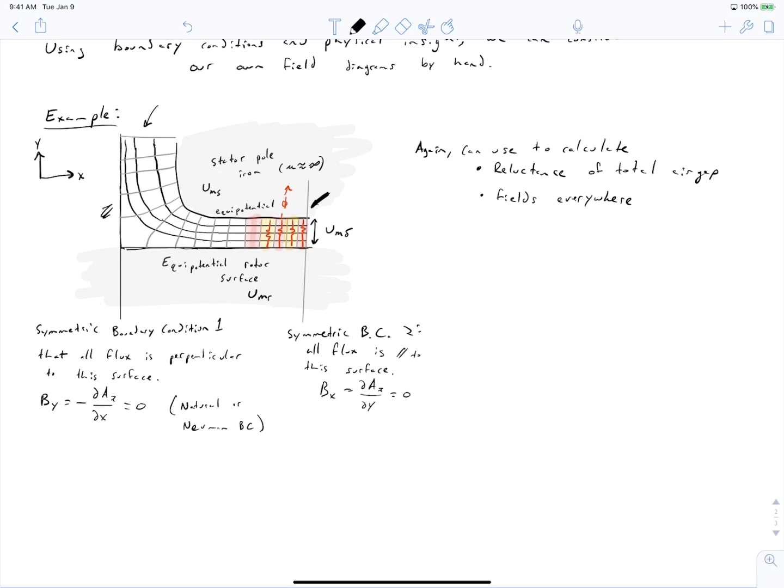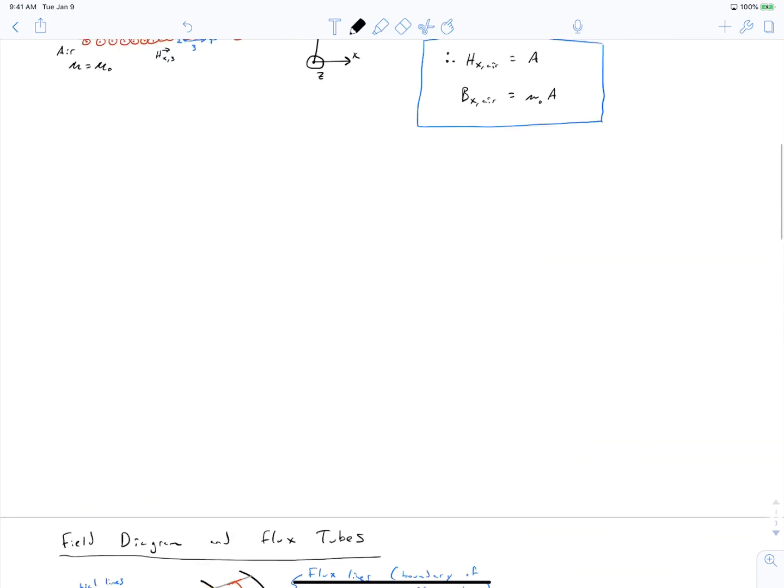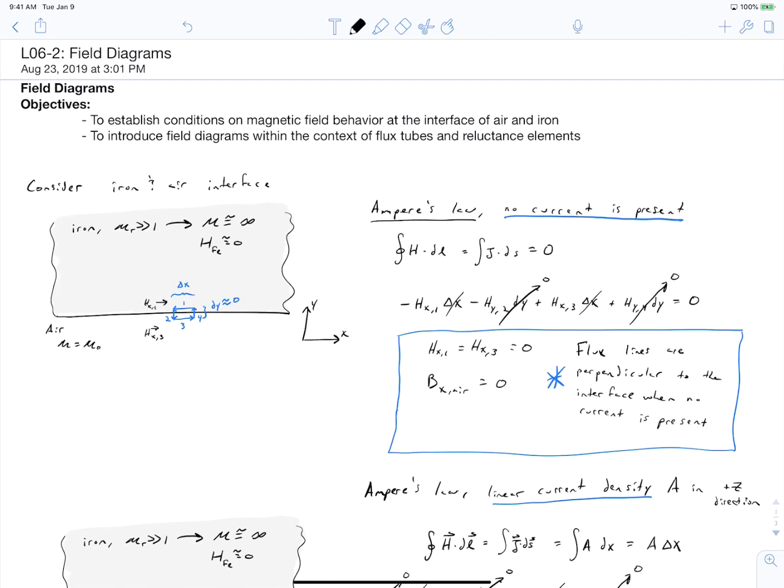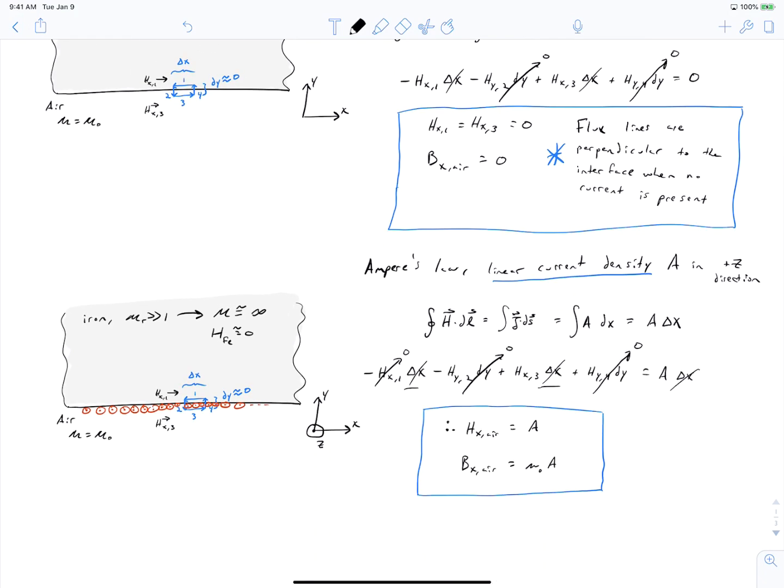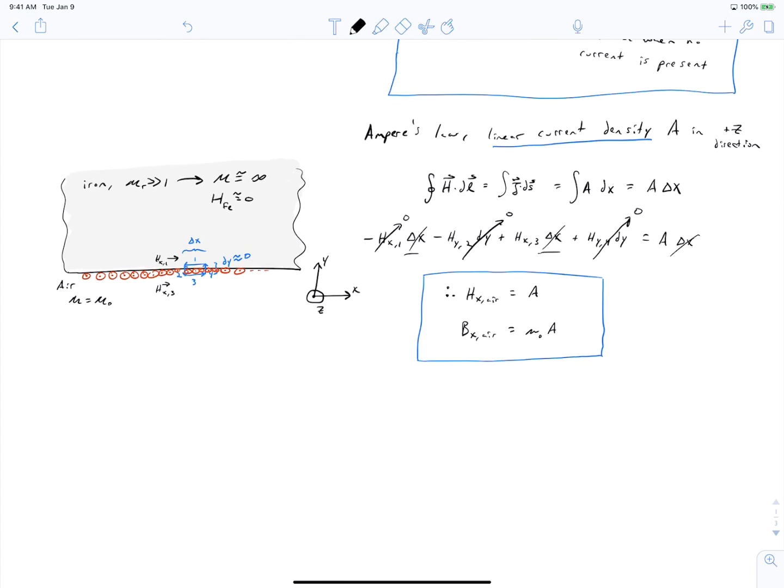Okay, so that concludes this lecture. And to summarize, we have established conditions in the magnetic field behavior at the interface of low permeability and high permeability materials. And we've summarized this as that when flux lines enter and exit a high permeability material to go to or from a low permeability material, they have to do it perpendicular to the surface of the high permeability material, unless there is a surface current density or a linear current density on the surface of the high permeability material.